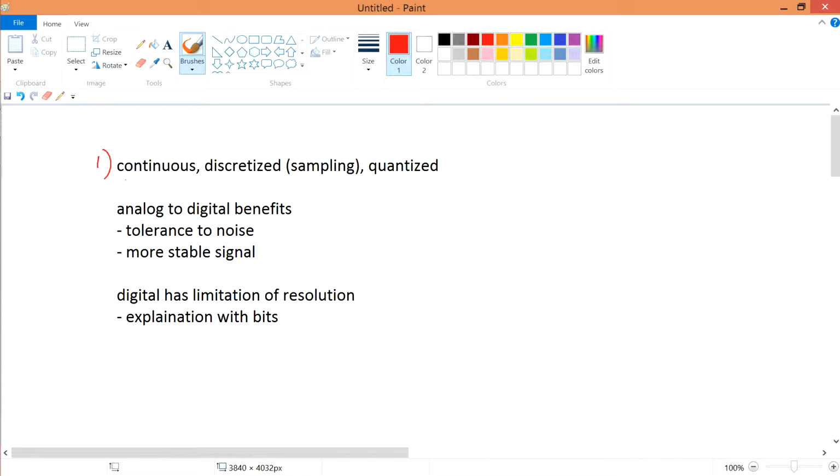The first one is the concept of continuous, discretize, and quantize. The second one is the analog and digital benefits: why do I change to digital? The last one is that digital itself has a limitation of resolution. And what all this means shall be explained in this video.